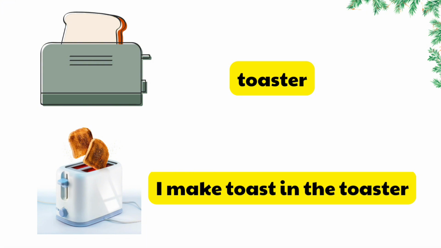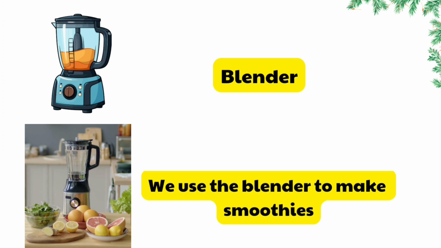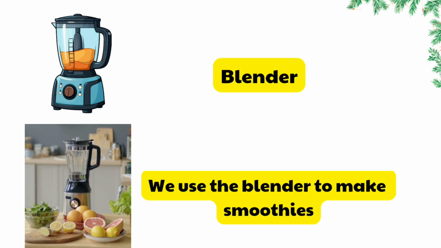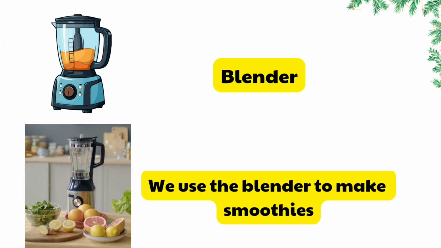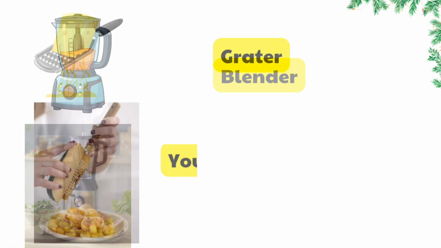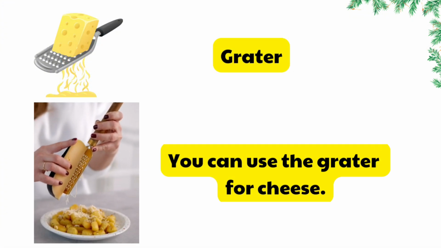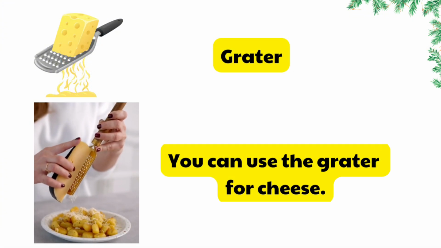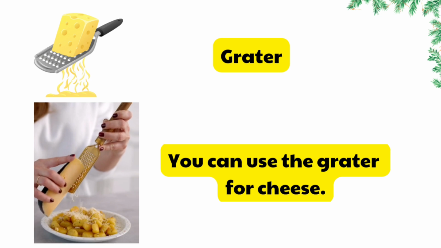Toaster. I make toast in the toaster. Blender. We use the blender to make smoothies. Grater. You can use the grater for cheese.